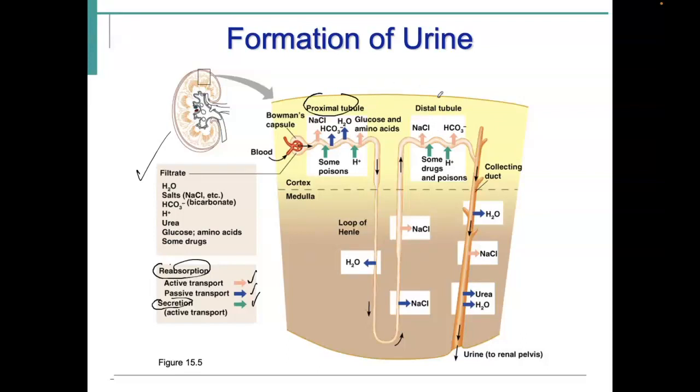There's your proximal convoluted tubule. Here's your distal convoluted tubule. There's your loop of Henle.